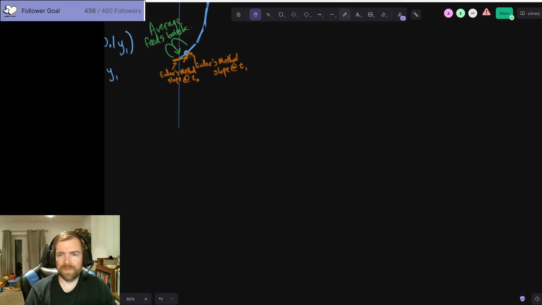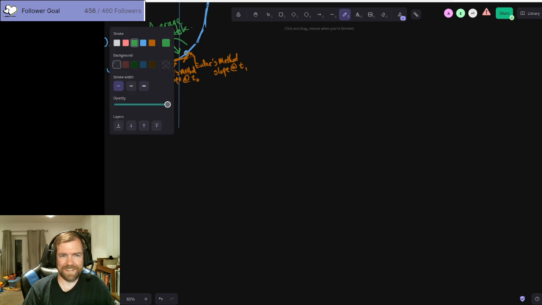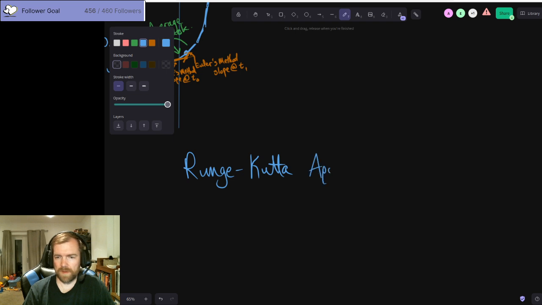Which is really bizarre, and that doesn't sound like it makes sense at all. But you're basically doing a number of projections and weighting the average of those projections and saying, okay, what's the slope that's reasonably in between all of those? And currently, Runge-Kutta is like the gold standard.